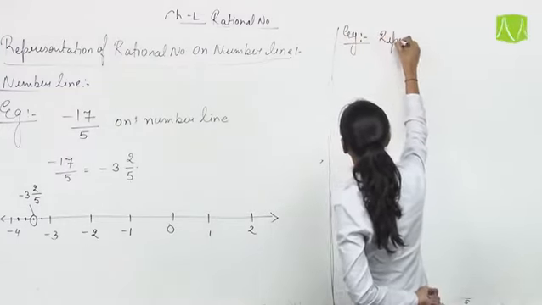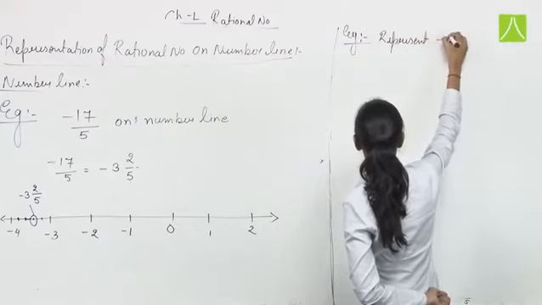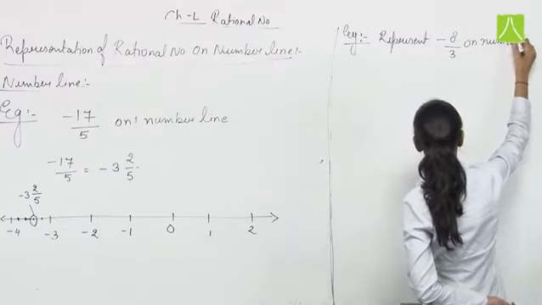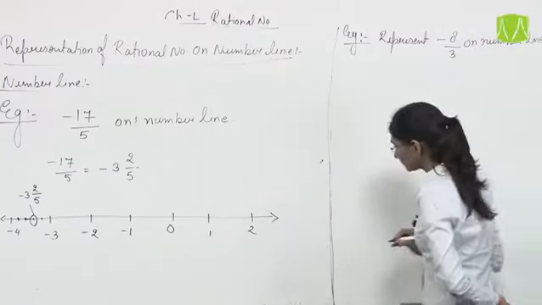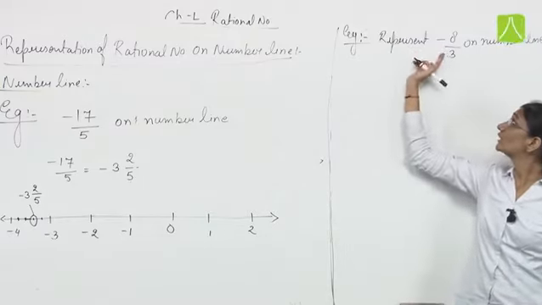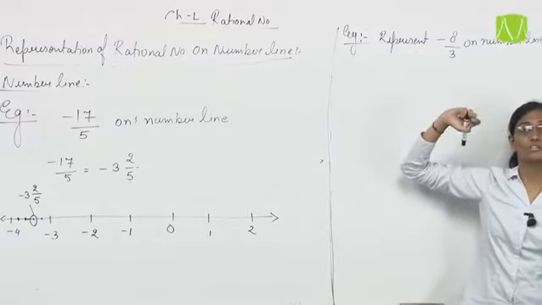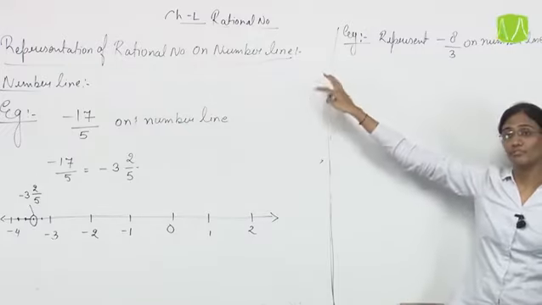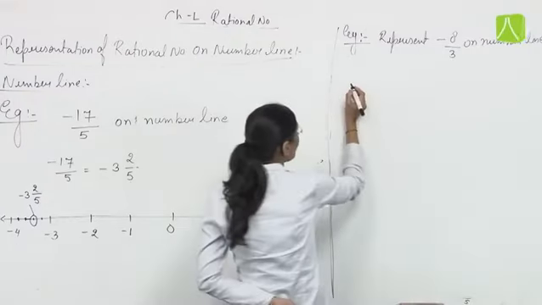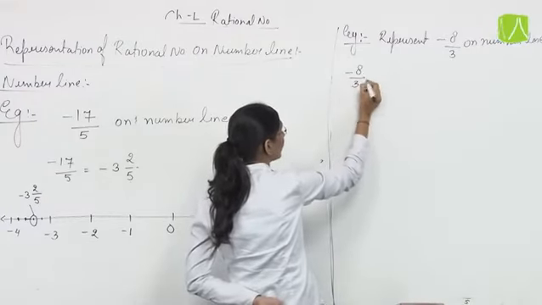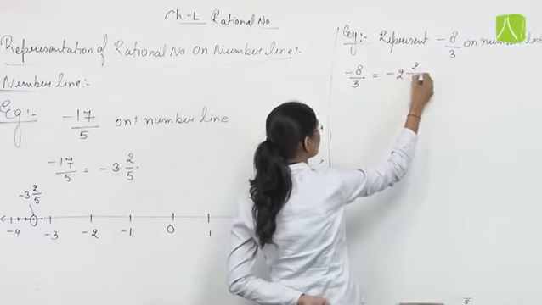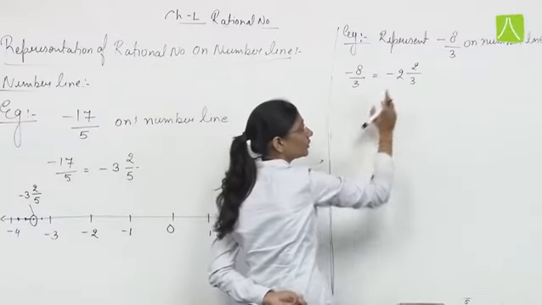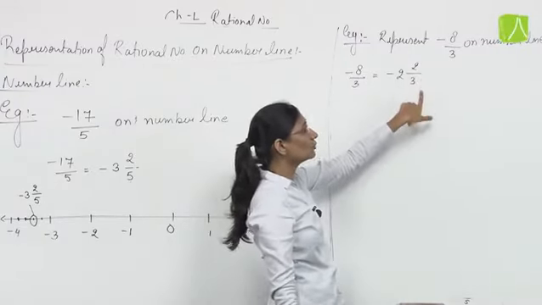Represent minus 8 upon 3 on the number line. First, minus 8 upon 3: numerator is negative, denominator is positive. A negative rational number will lie on the left side of 0. Minus 8 upon 3 can be simplified as minus 2, 2 by 3. 3 2s are 6, plus 2, 8. That is, minus 8 upon 3 can be written as minus 2 and 2 by 3.